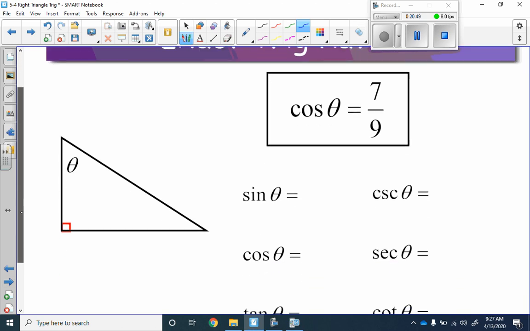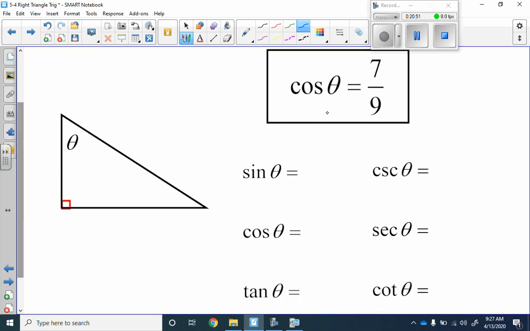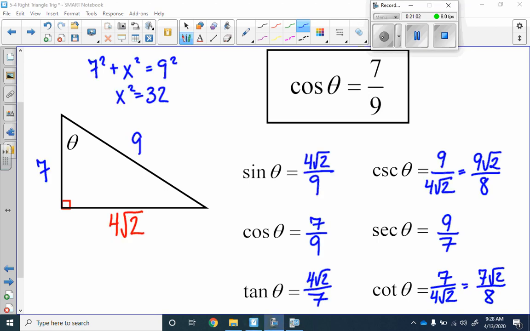Let's take a look at another one right here, giving you that cosine of theta is 7/9. Why don't you try to pause the video and see if you can come up with the other 5 trig ratios? All right, check them over, see how you did.